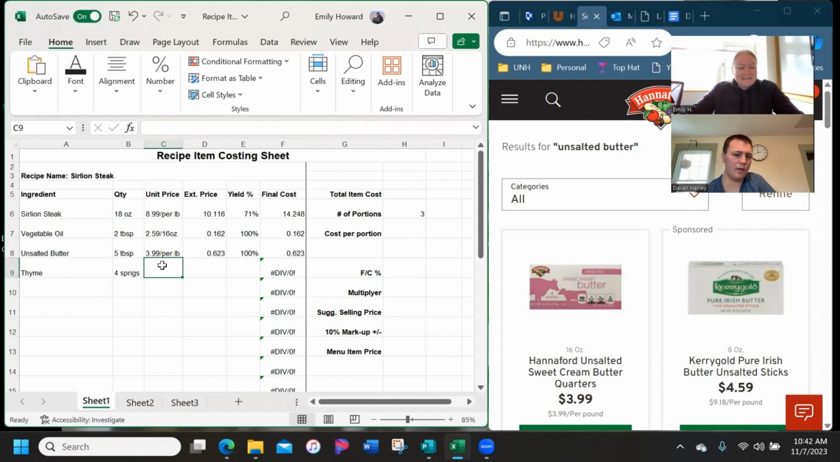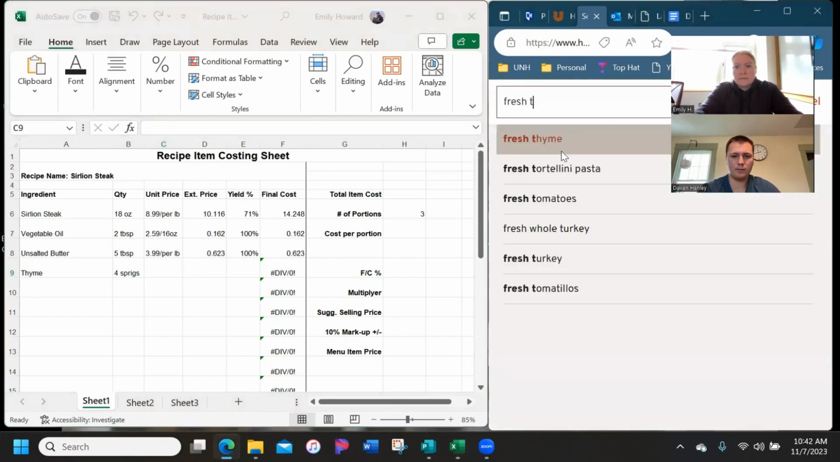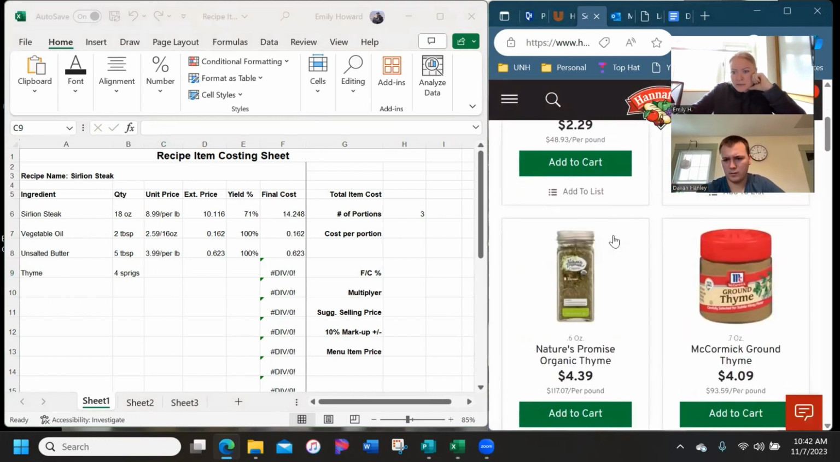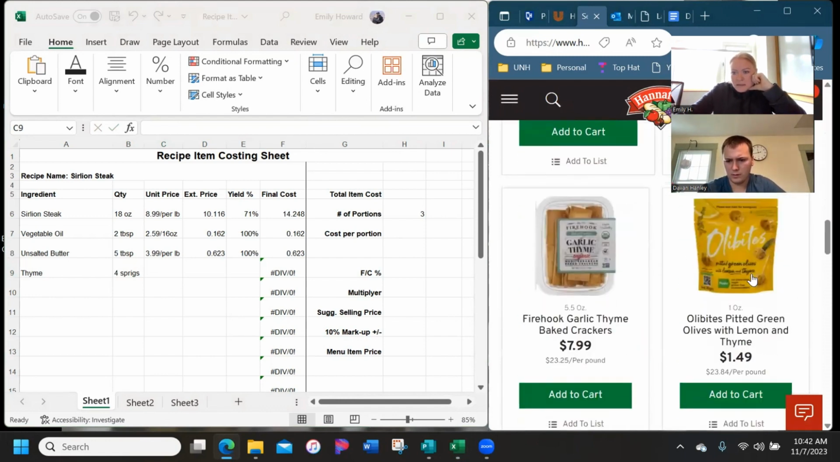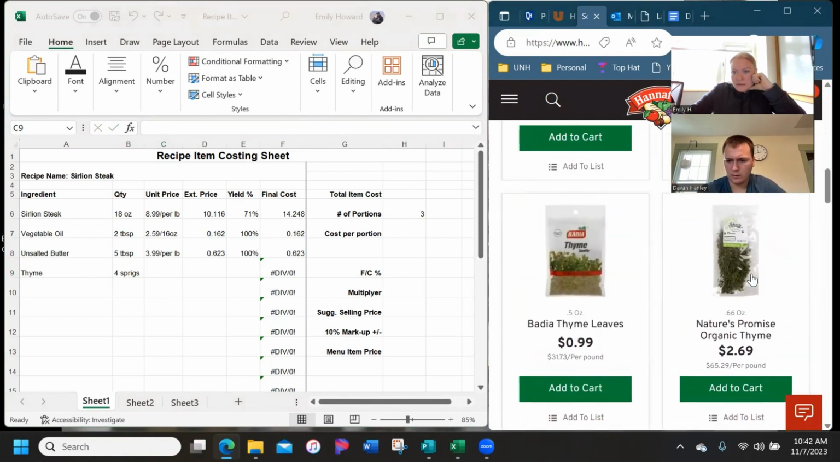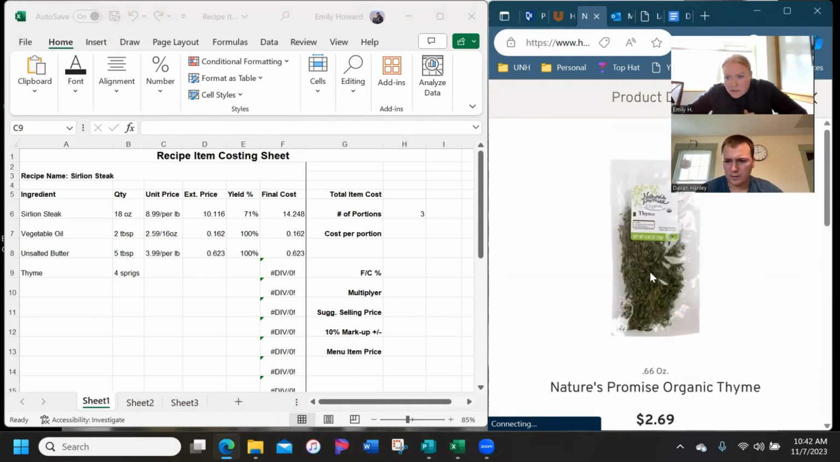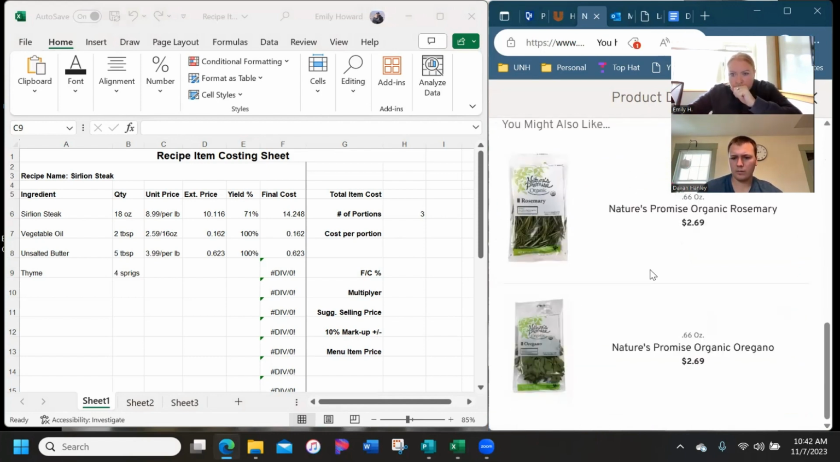And your unit price, just look up fresh thyme. Curious what the price tells you online. It's just gonna sell by the, no, we don't want those. We want an actual bunch. Nature's Promise. I want to see, that's probably the only one I'm gonna find on here. Okay, so Nature's Promise organic thyme is 2.69. Is that dried though? I can't tell from the picture. I don't think so. I think it's fresh. Yeah, I'm pretty sure it's fresh. Hold on. Yeah, it's fresh.